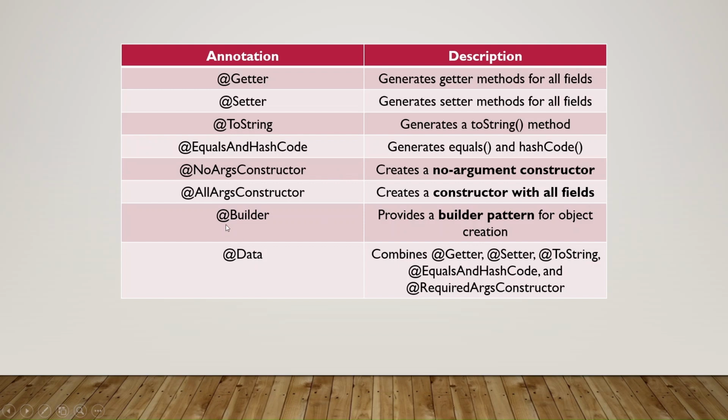We have other annotations called @Builder and @Data. Builder provides a builder pattern for object creation. And @Data: suppose we have to write getters, setters, toString, and so on. Instead of writing them individually, we can just use one annotation called @Data, and it will generate all the getters, setters, toString, equals and hashCode, and the required arguments constructor. So these are the benefits of using Lombok. We can replace our boilerplate code just by using one annotation.